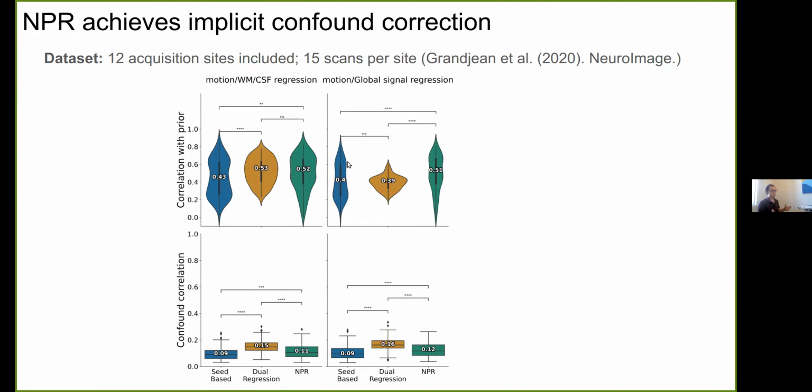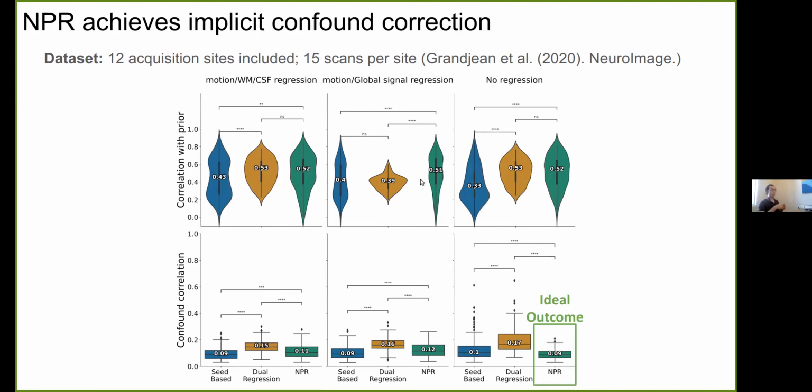Now, just to demonstrate the effect of global signal regression here, we can see that applying this before carrying out analysis reduces network detectability, in particular for dual regression, showing how it can remove signal of interest. But the main result I want to highlight on this slide is that if no prior confound correction was applied before analysis, NPR can achieve the lowest overall confound correlation while preserving network detectability, showing how the technique is sufficient on its own to automatize the confound correction process.